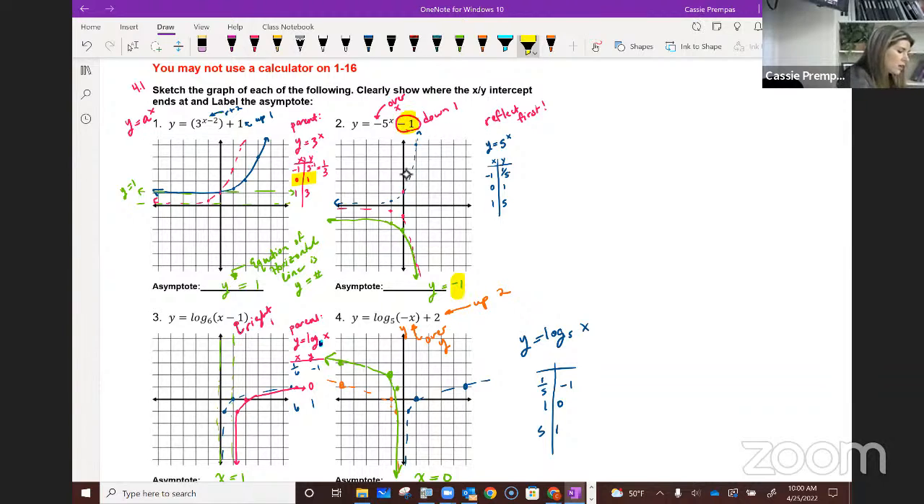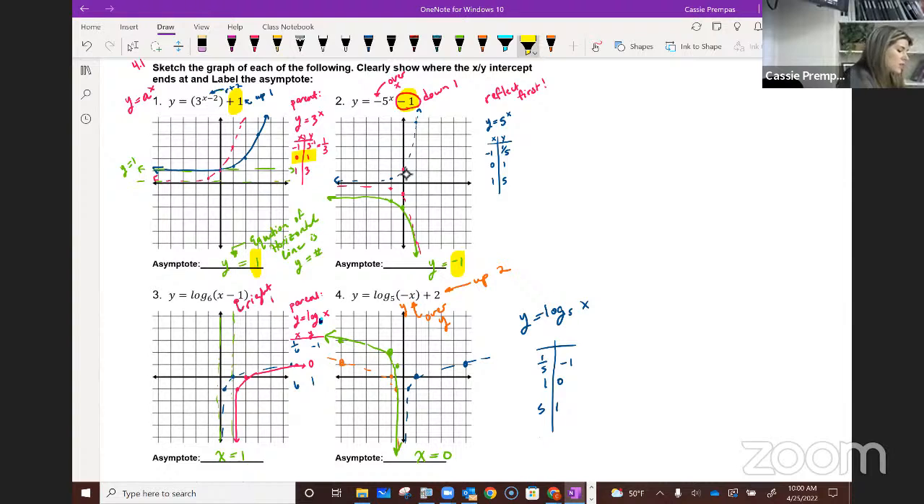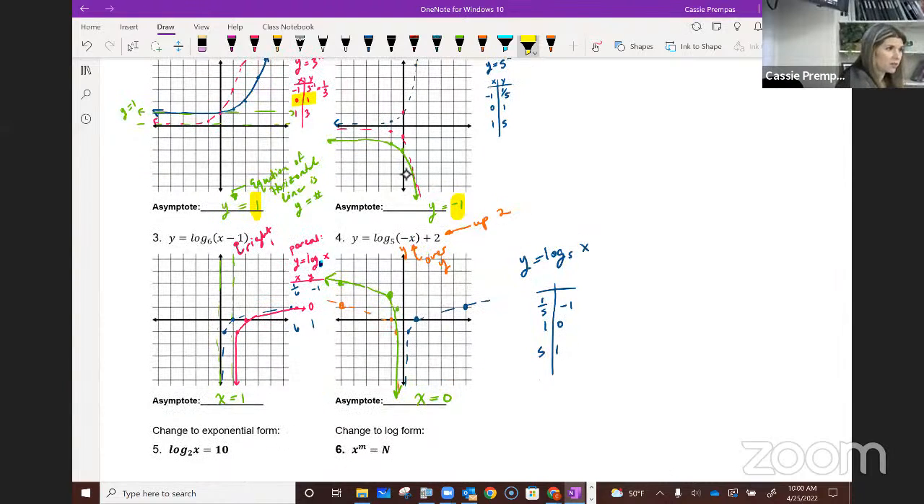Notice -1, -1, notice 1, 1. For all log graphs, the location of the asymptote is the opposite of the number in the parentheses. So here I see x - 1. Notice the location of the asymptote was x equals 1. And if I look at this log graph, there's nothing being subtracted from x, so it shows up at 0. Just helpful cues to make note of.